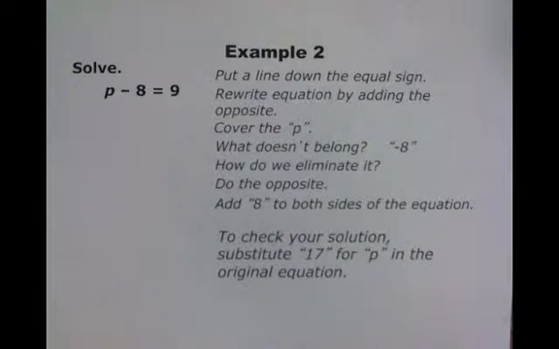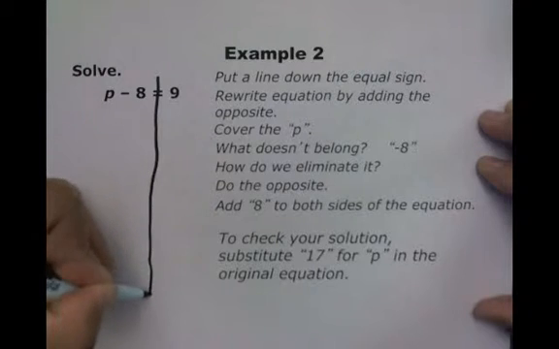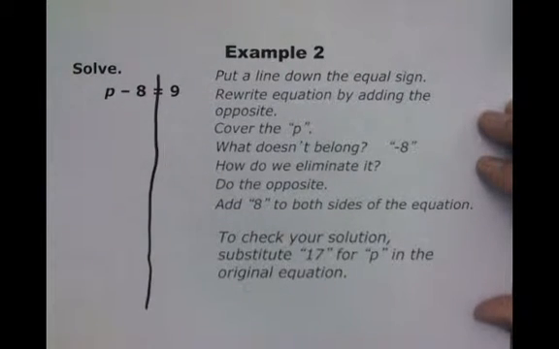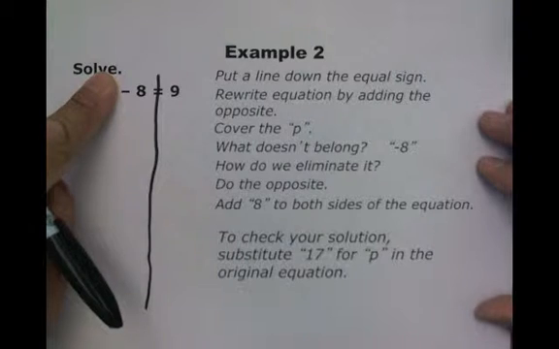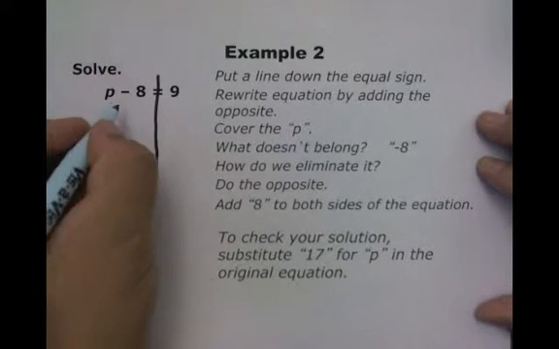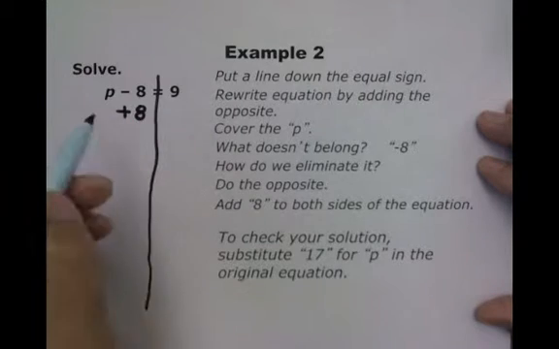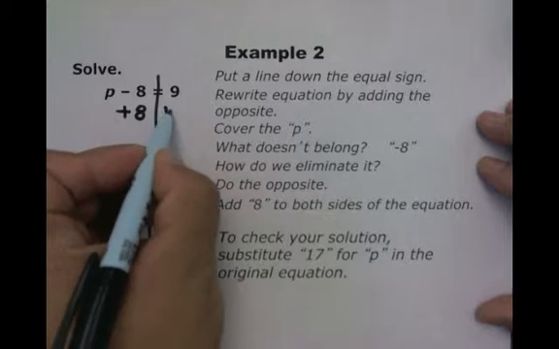Example 2, solving one-step equations. So the equation this time is p minus 8 equals 9. Again, the first step I'm going to do is put the line down the equal sign so I know where the left side and the right side is. The second step is covering the variable, which is p, and this time I'm trying to get rid of minus 8. In order to get rid of it, I have to do the opposite, and the opposite of minus 8 is plus 8. Whatever I do to one side of the equation, I have to do to the other, so I have to add 8 to the other side.